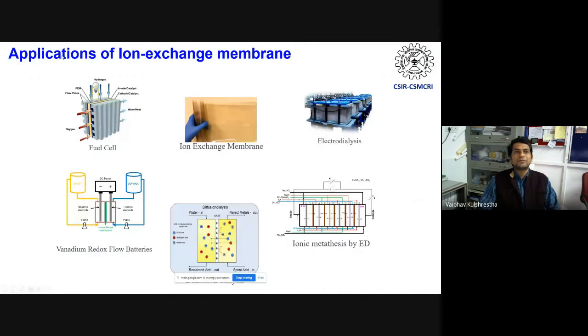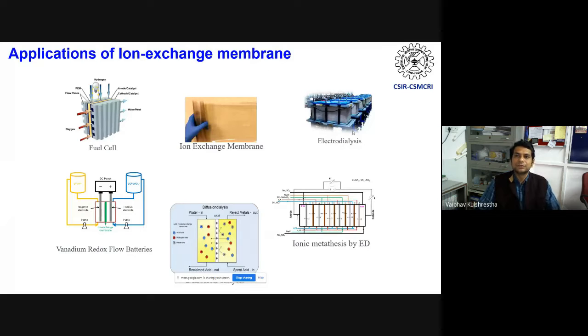So there are different applications of ion exchange membranes. Our group is working with the fuel cell, where proton exchange membrane is used. Redox flow battery: here, this picture is for the vanadium redox flow battery. Here, all three types of membrane are used. It may be acidic, alkaline, or amphoteric ion exchange membranes.